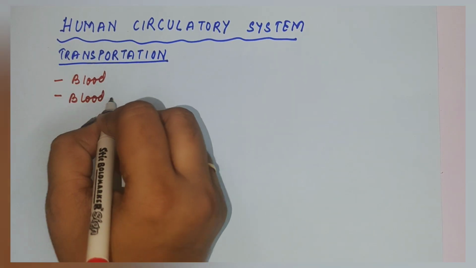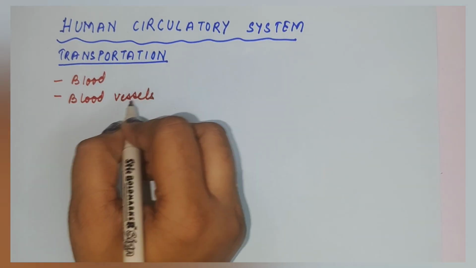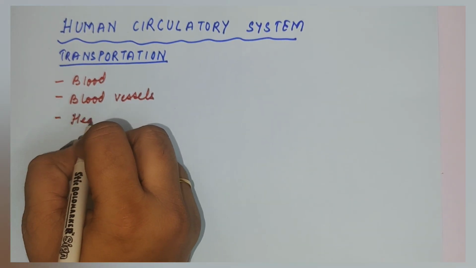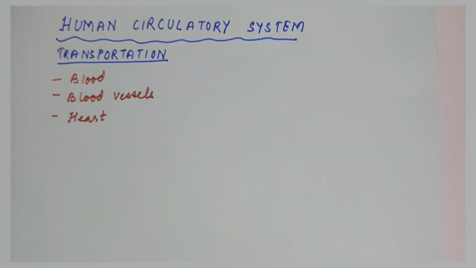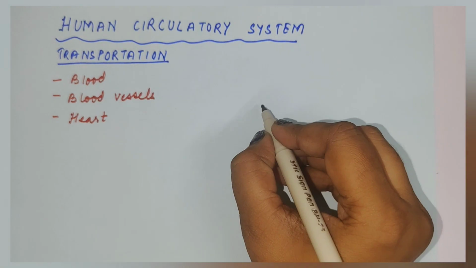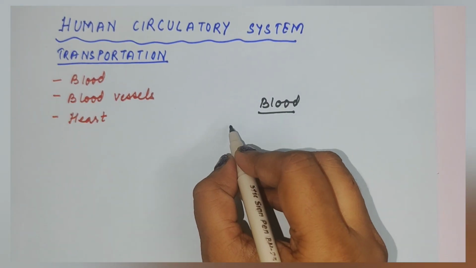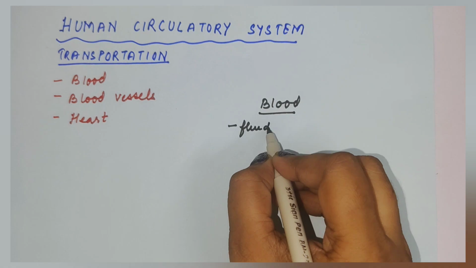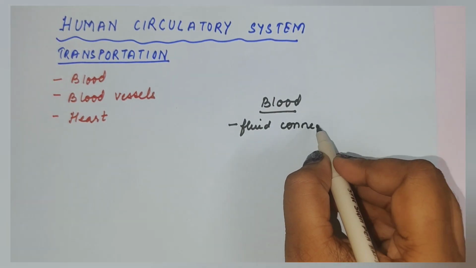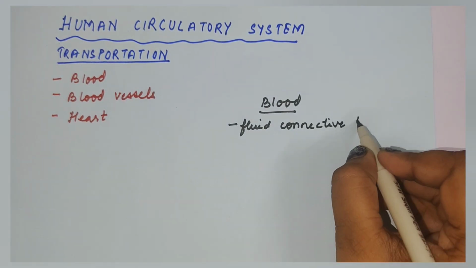Now, this circulatory system consists of mainly three components: blood, the blood vessels, and the heart. We will discuss each of these components in detail. First of all, blood. Now, blood is a fluid connective tissue present in our body.